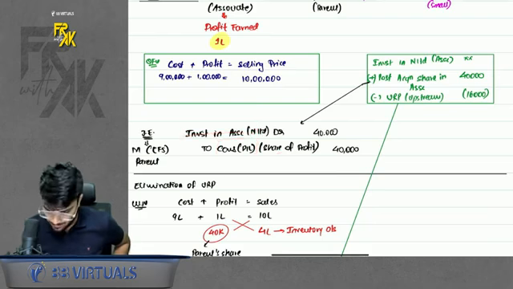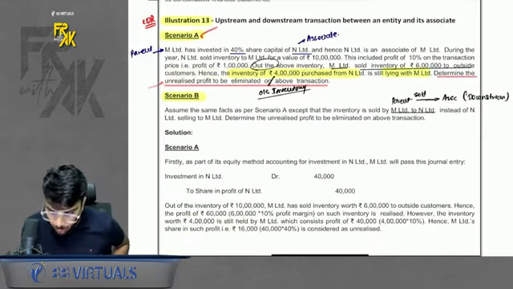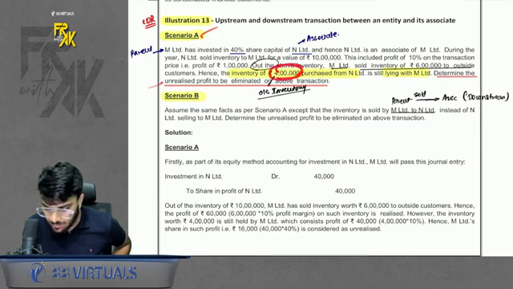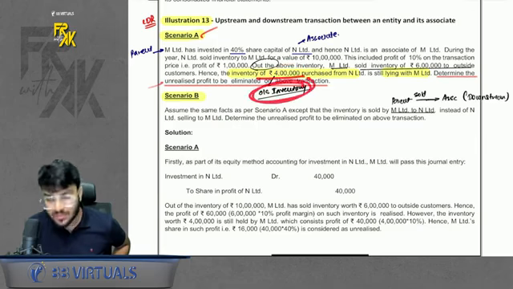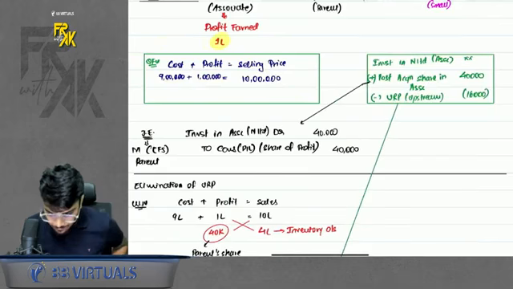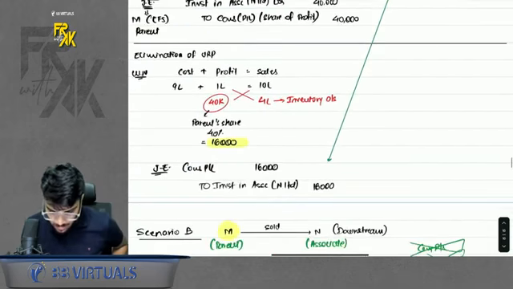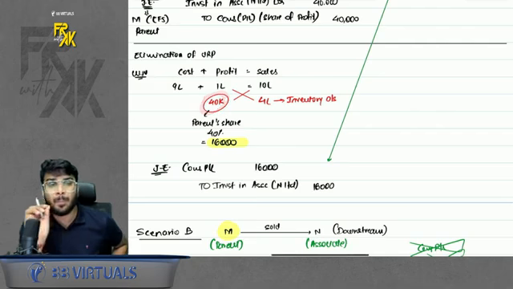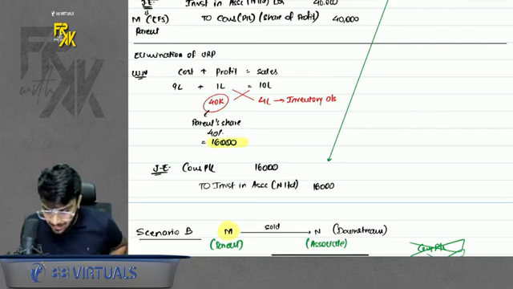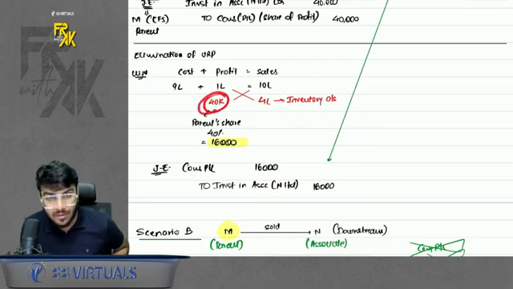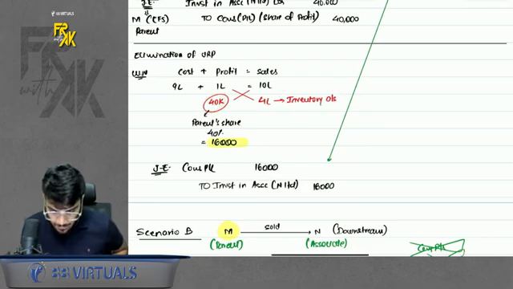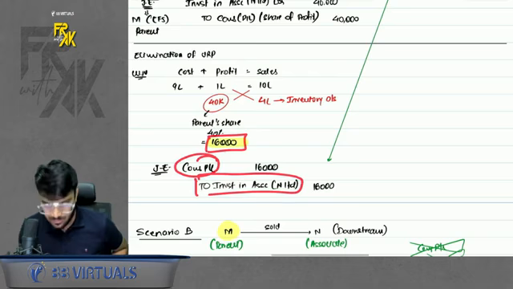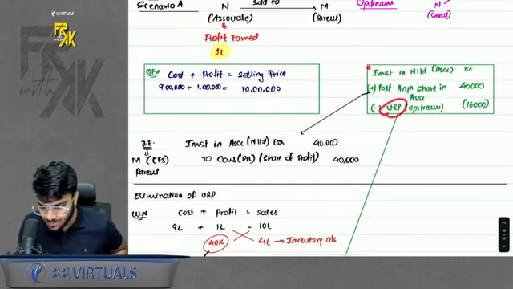Simple. First this element. Next part is, out of this 10 lakhs, 4 lakhs inventory is outstanding. So how much is the URP now? 40,000. So this URP will eliminate only up to parent's share. So first find the outstanding inventory, you get the URP on that inventory, then eliminate only parent's share. Parent's share was 16,000. So entry is debit consolidated P&L to investment in associate, because due to URP the investment reduces.